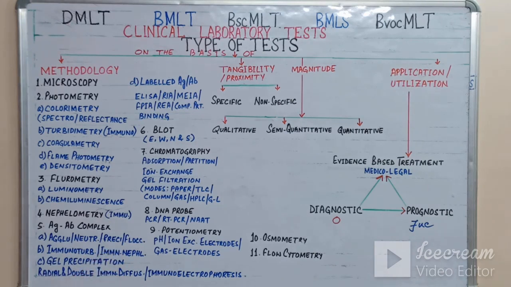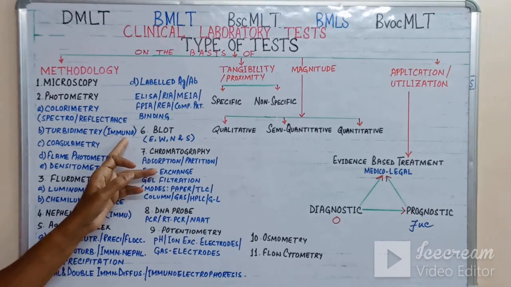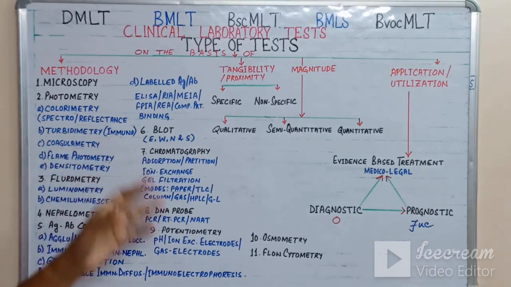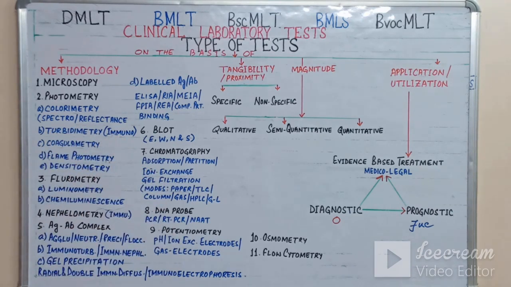Next is the precipitation, and next is the flocculation. These all include the AgAb complex. Following formation of the AgAb complex, there is immunoturbidimetry. Also, we learned about this here. The turbidimetry where antigen antibody is used is immunoturbidimetry. Like nephelometry, where AgAb complexes are used, that is immunonephelometry.